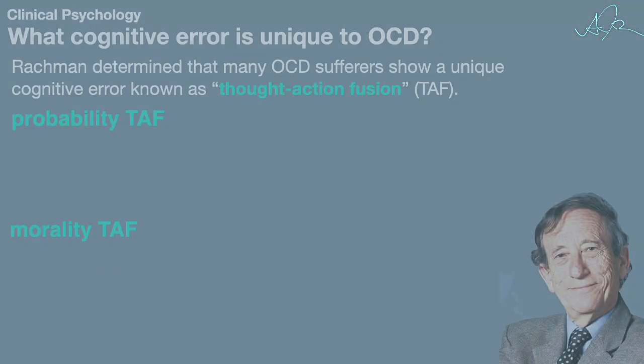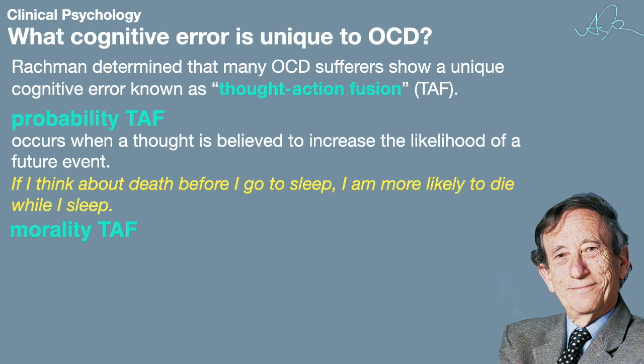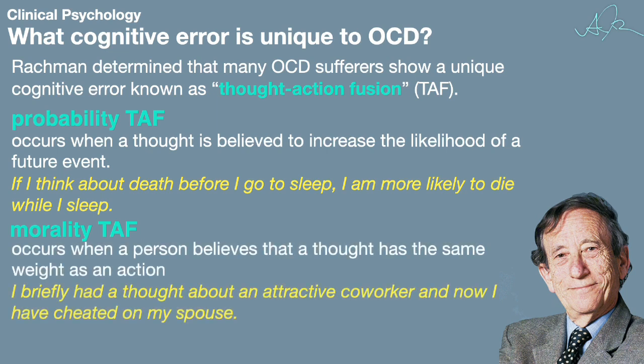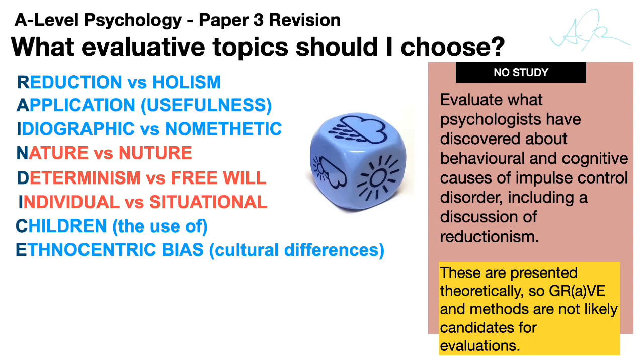Similarly, when we talk about cognitive causes of OCD, there's nothing there that says you must talk about Rachman, but Rachman is very often used in this discussion because he's the one who came up with the phrase thought-action fusion. Okay, I'm not going to go through these, but you could pause the screen if you're interested in thought-action fusion. The main purpose of this, again, is to illustrate that some of the studies that we mention are things that are not written explicitly in the syllabus. So when I say no study, what that really means is that there's no mandatory study, but you could use a study if you have it.